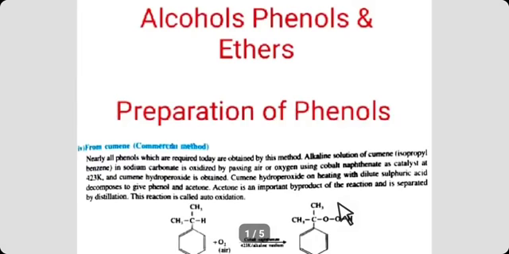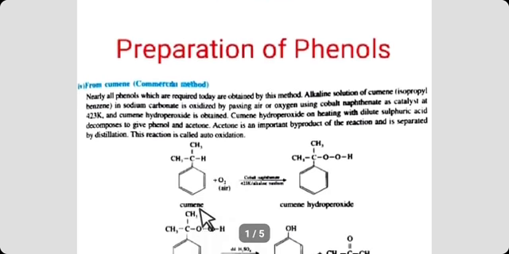Hello students, from the chapters alcohol, phenol and ethers, let's continue the topic preparation of phenol from cumene. Cumene is also known as isopropyl benzene. It is the commercial method for the preparation of phenol. It is also called auto-oxidation, in which cumene is oxidized in presence of cobalt naphthenate as a catalyst.